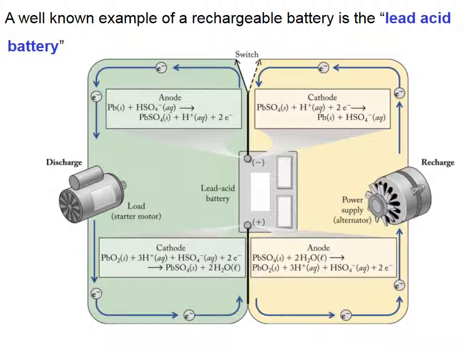A well-known example of this, which we talked about before, is your lead acid battery. Here is the spontaneous reaction. In this case, solid lead getting oxidized to lead sulfate is your anode reaction, and your cathode reaction is lead 4 oxide being reduced to lead sulfate. When we are recharging, when the alternator in your car is recharging the battery, the anode becomes the cathode and the reverse reaction occurs. The cathode becomes the anode and the reverse reaction occurs.